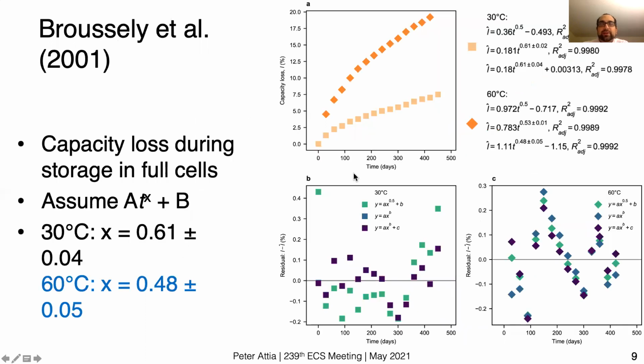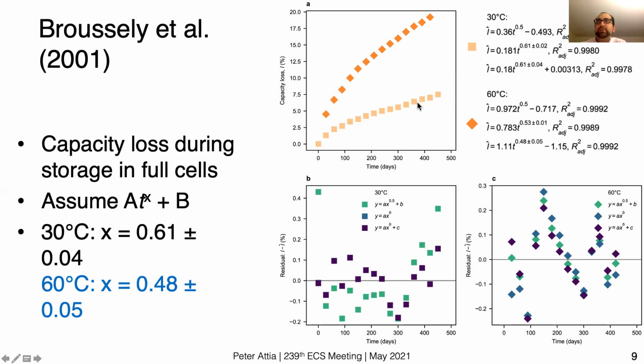Okay, so let's get into it. What I'll be doing is flashing different literature data sets and then reviewing how well they fit. This is an older paper from Broussely. This is one of the first references I've seen to achieve the t^1/2 model in full cells. It's looking at capacity loss during storage in full cells, and you can see from this top plot that this is 1.5 years or so of storage, quite a good bit of data.